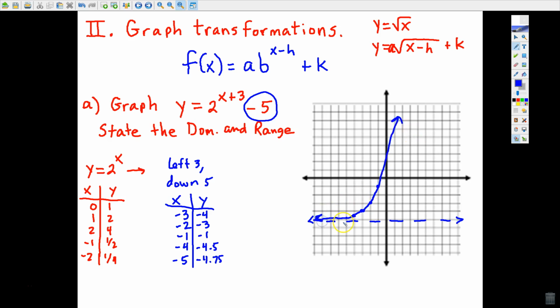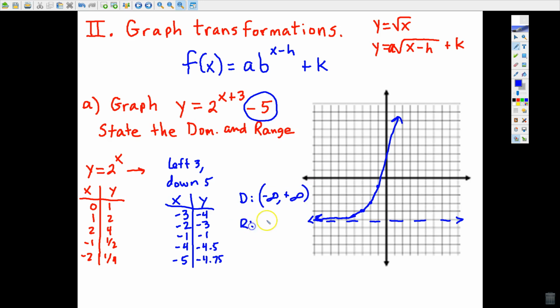Okay. And so that would be the graph. This is y equals 2 to the x translated 3 places to the left and 5 down. And now let's do the domain and range. The domain's still going to be all real numbers.